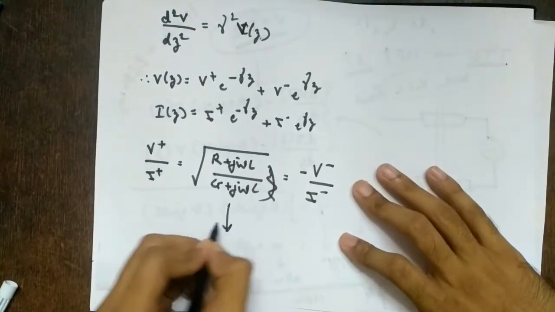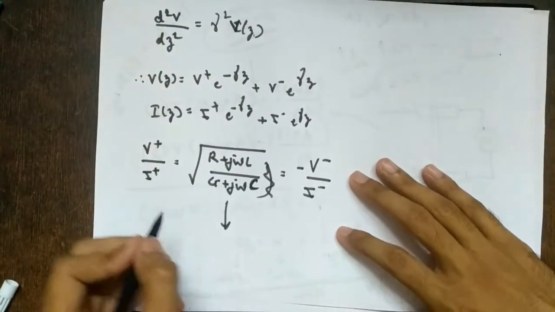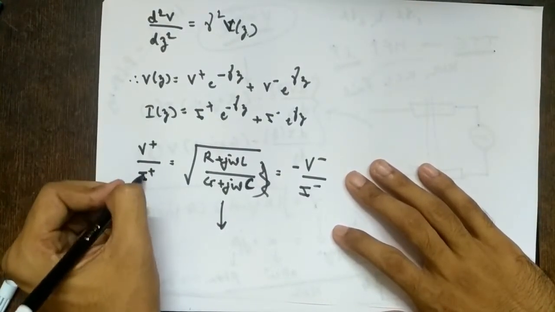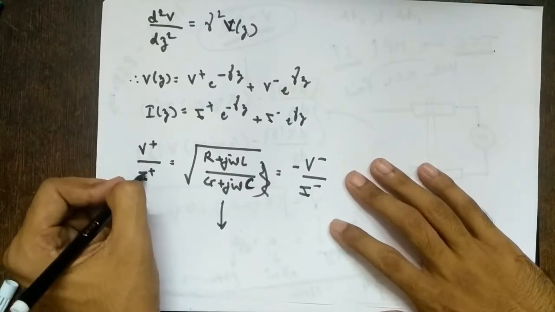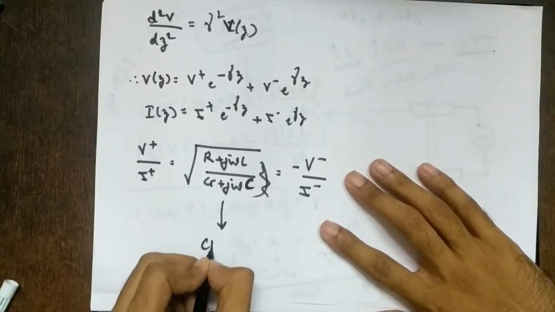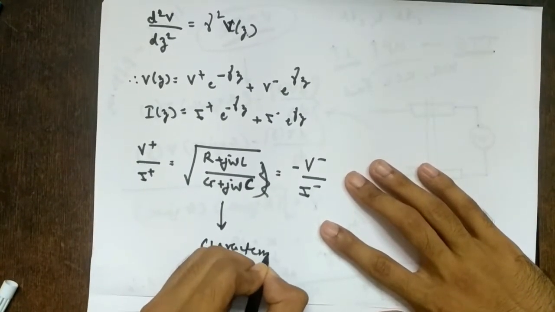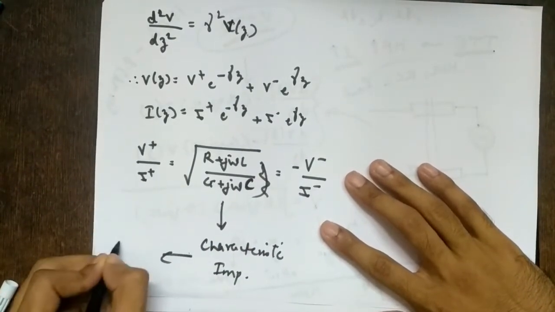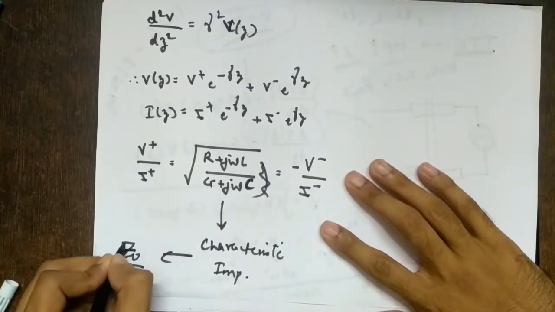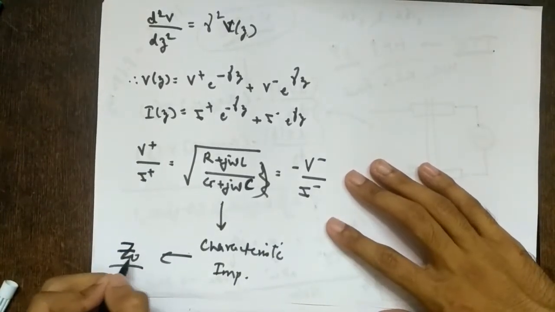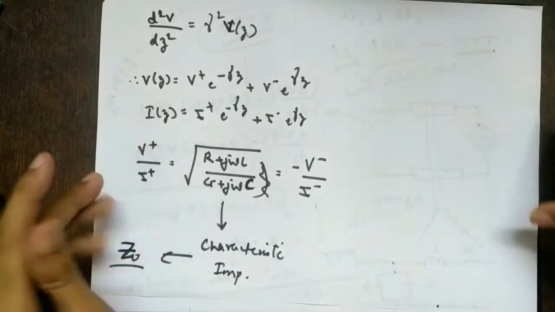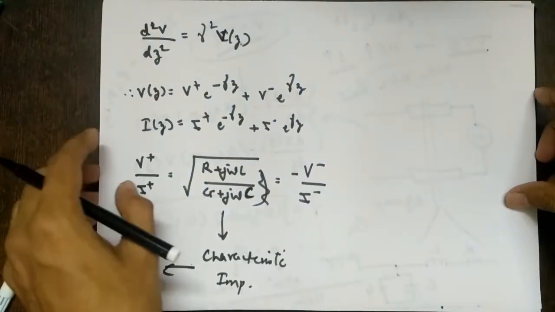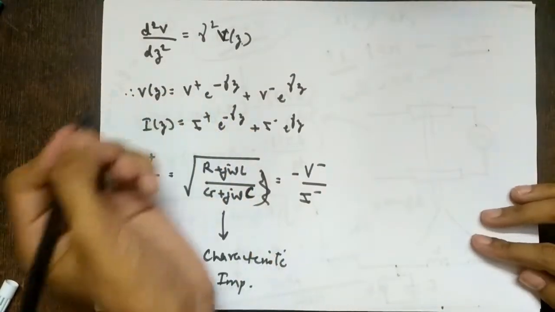So I said R, L, G and C are characteristic parameters of a transmission line, and V plus upon I plus gives the unit of impedance. So this is the impedance, and it is called the characteristic impedance. It is denoted by Z naught, where Z is capital and this is 0, not O, right? So this is where we stopped. I said we'll see some interesting things in the next lecture, so let's see what those interesting things are.